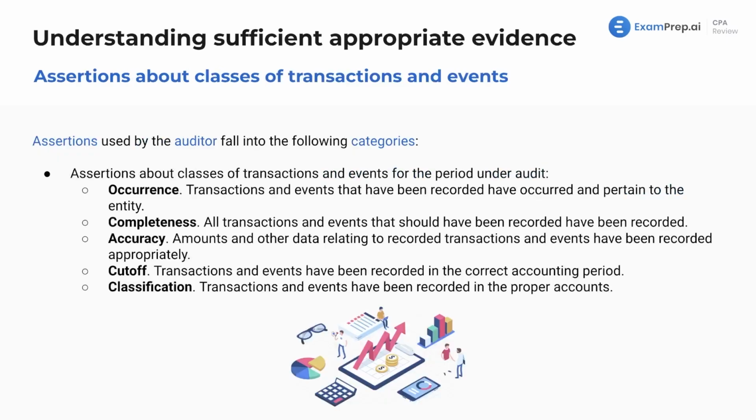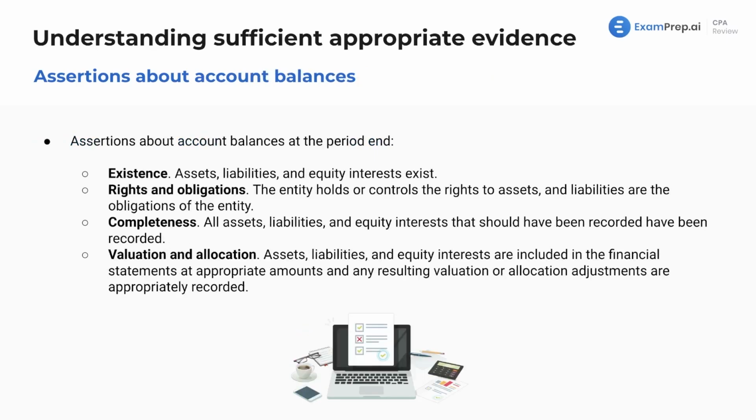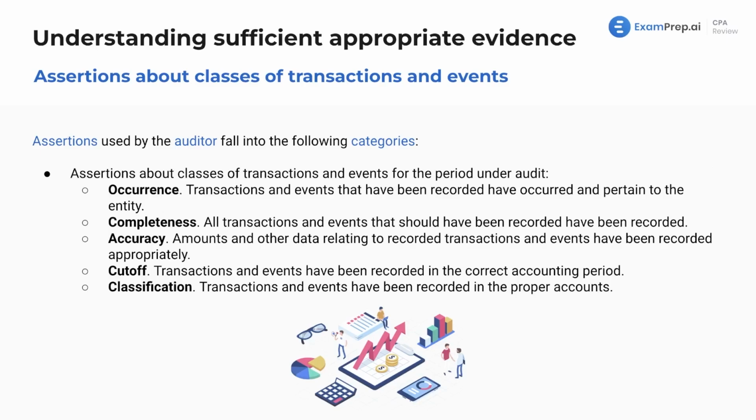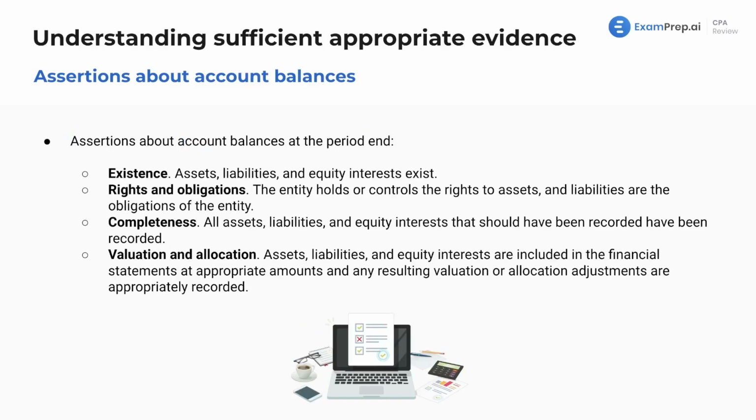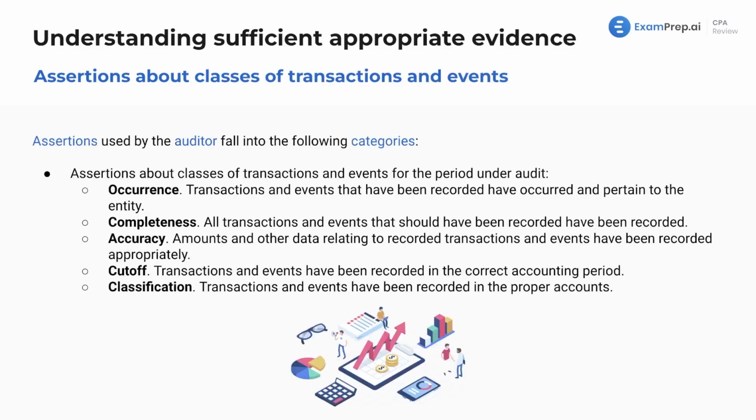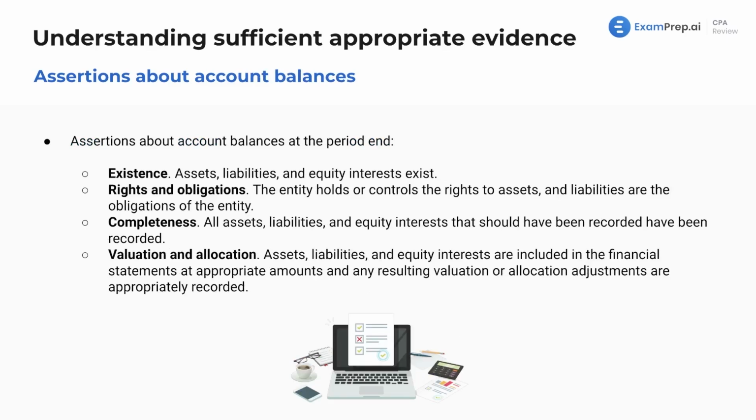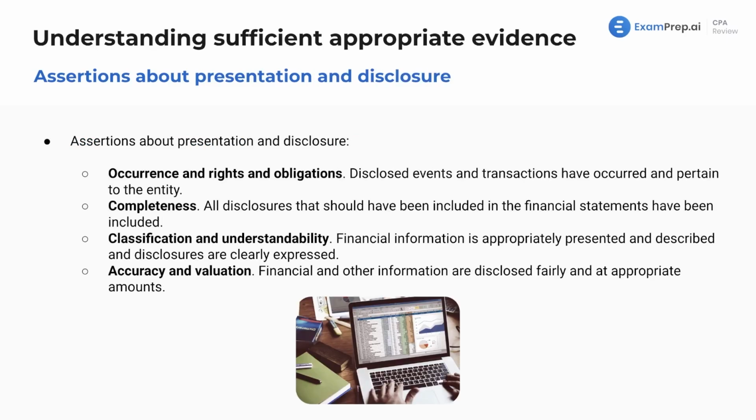Here we start to see occurrence, completeness, accuracy, existence, cutoff, valuation, rights and obligations, right? All of these. We've got categories of assertions. And just to give you a preview of what we're going to look at, we've got 1, 2, 3. We've got assertions that have to do with classes of transactions and events. Assertions that have to do with account balances. So this is transactions and events, usually more associated with the income statement. Here are going to be about account balances, which is generally more the balance sheet. And lastly here, presentation and disclosure, the notes of the financial statements.